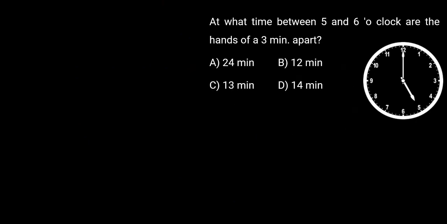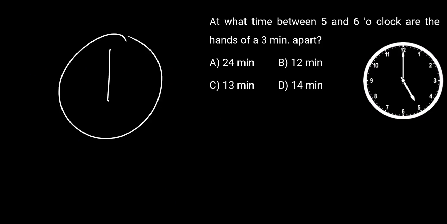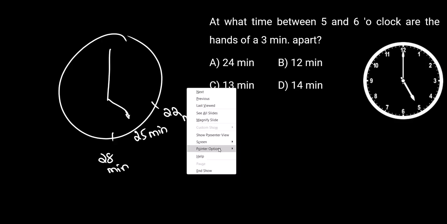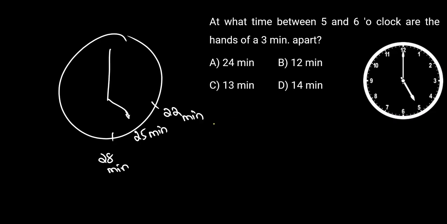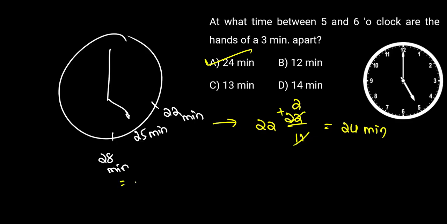But what to do, sir? See, 5 means 25 minutes. Now plus or minus 3 means you should go for 22 or 28. For 22 minutes, how much time, sir? For 1 minute, 1 by 11. For 22 minutes, 11 two times. So 22 plus 2, 24 is the answer. The other timing also: 28, 28 by 11 means 36 by 11. Not there in the options, but 24 is there.